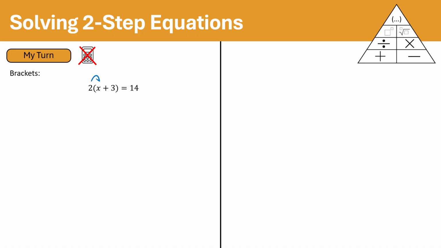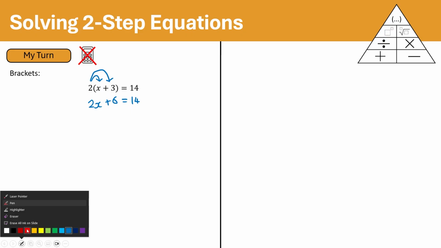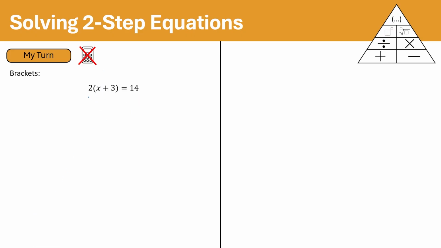Now what you could do is you could expand your bracket. So do 2 multiplied by x, and then do 2 multiplied by 3 to give you 6. And you could then solve this two-step equation. But actually there's a quicker way to do it. What I can do is I can actually divide both sides by 2.